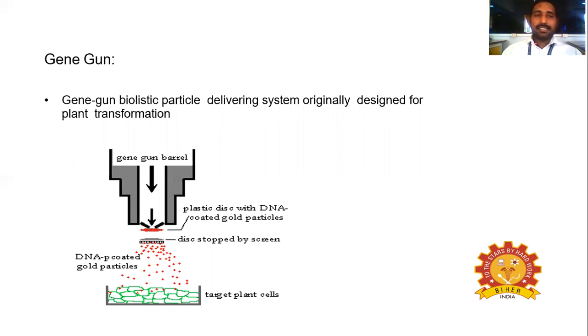The first one, gene gun. The gene gun is a ballistic particle delivery system originally designed for plant transformation. This gene gun will have a particle coated with the cells, and these will be injected into the target sites. Here you can see the gene gun barrel, from where the particle is fired. The cells along with the gold particles, or other coated particles, will be directed towards the target plant cells.